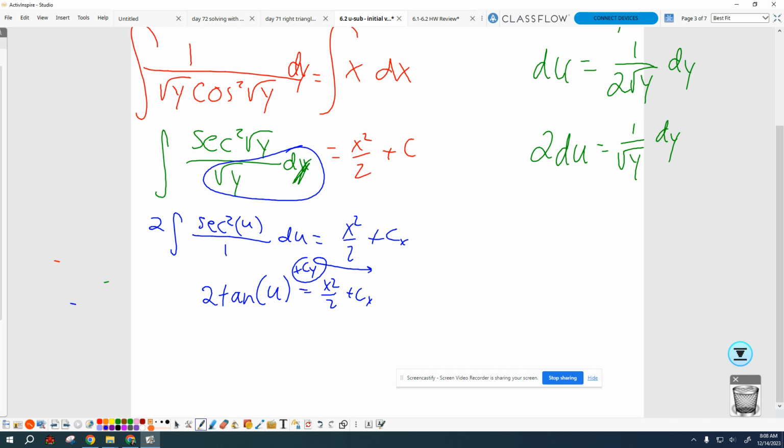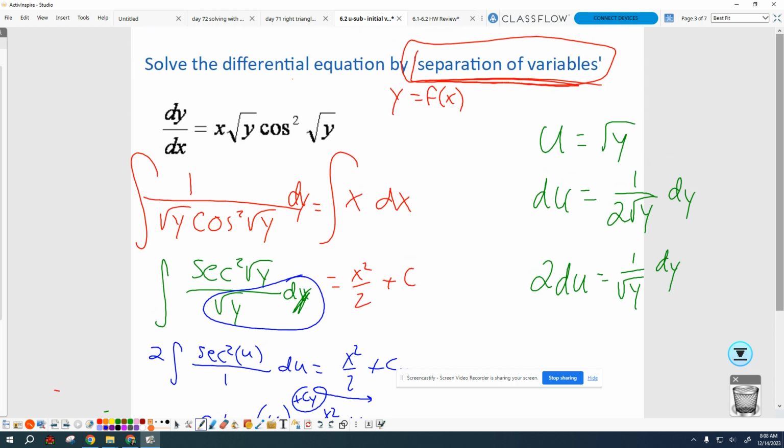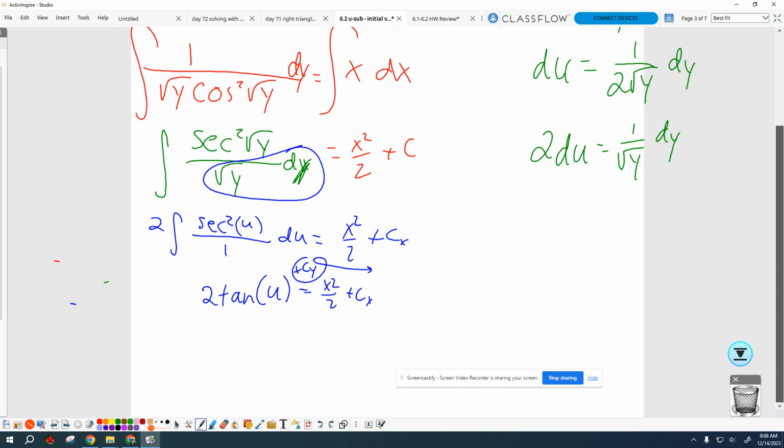At the end, we're still not done, but okay. As I said up here, usually they want the equation as y equals f of x. Do I have y by itself? Do I even have x back in there?